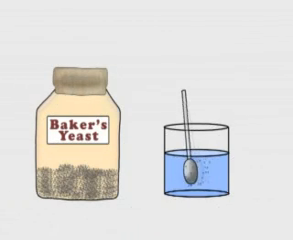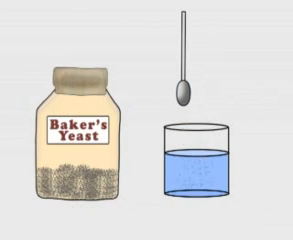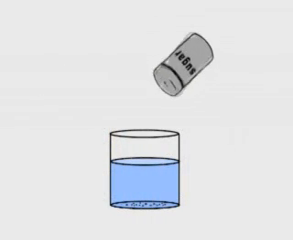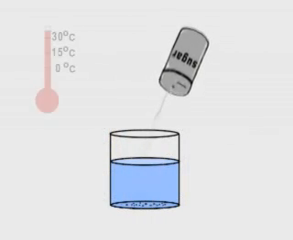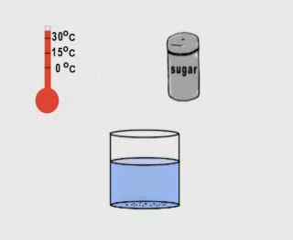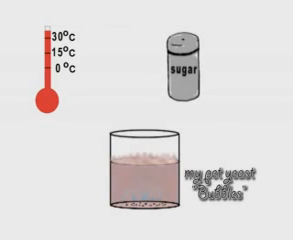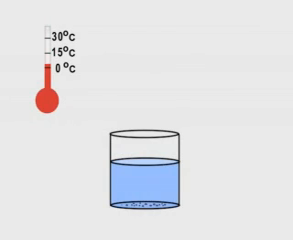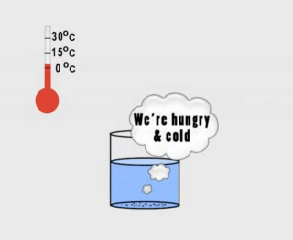You can observe this for yourself by mixing some yeast granules with water. If you give the yeast sugar for food and keep it in a warm place, the mixture will become frothy, releasing gas as the yeast multiplies. However, if you deprive the yeast of food and warmth, it won't grow.